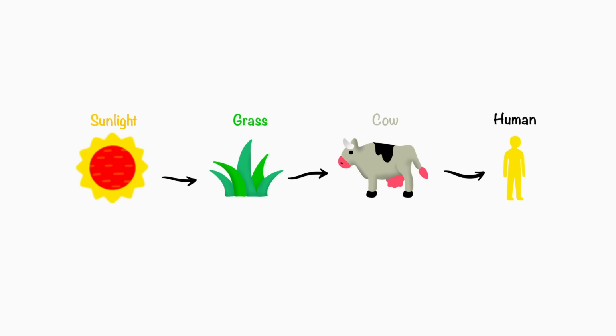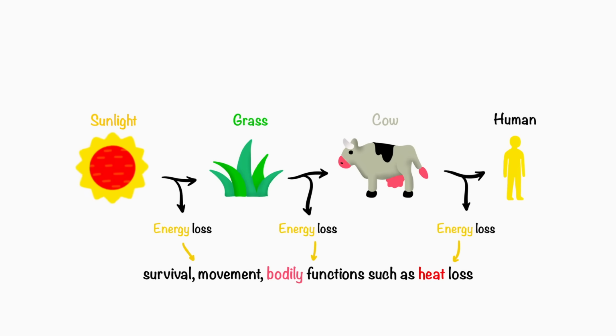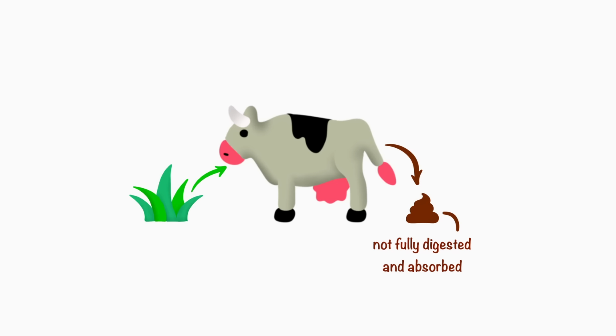Grass grows using sunlight, cattle eat grass for growth, and humans consume beef. At each step, substantial energy disappears. The cattle use most of their consumed biomass for their own survival, movement, and bodily functions. Additionally, not everything cattle eat can be digested and absorbed. This illustrates the fundamental reality of biomass transfer. It's an inherently wasteful process with massive losses at every stage.